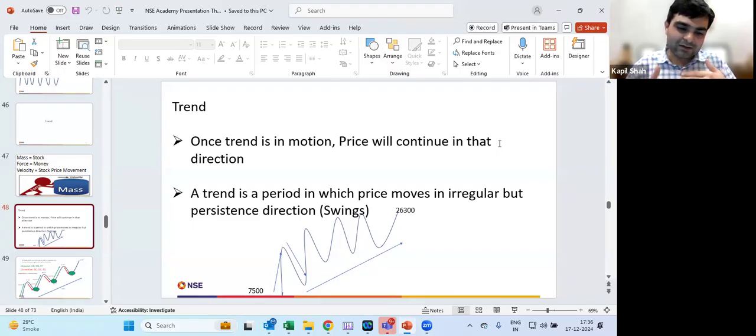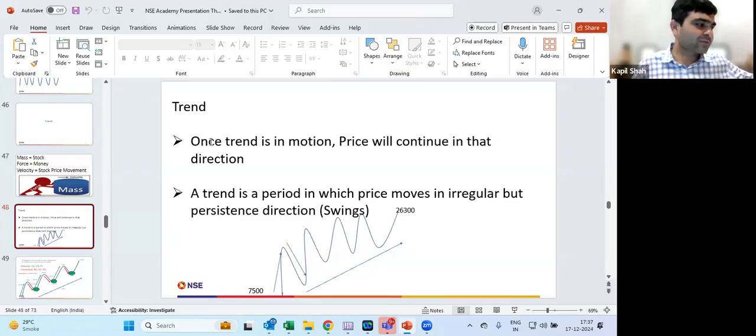So in technical analysis, there is one saying: trend is your friend until it bends at the end. Like a tongue twister, trend is your friend till the end unless it bends. So once the price is in motion, price will continue in that direction.